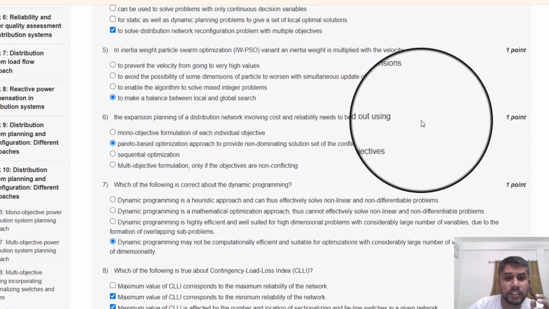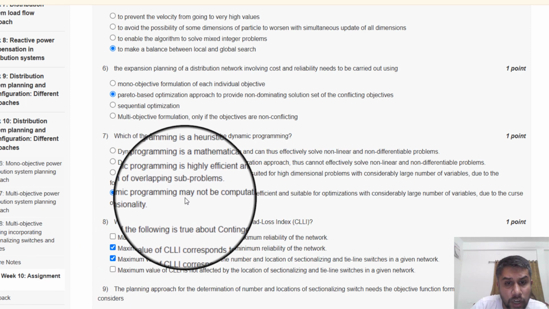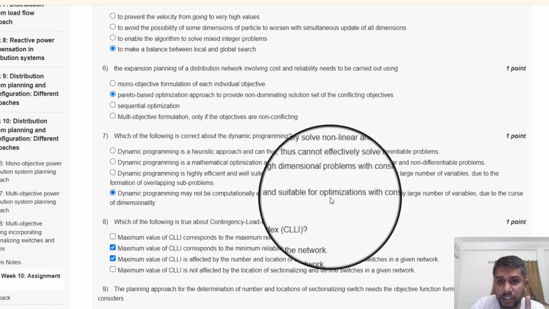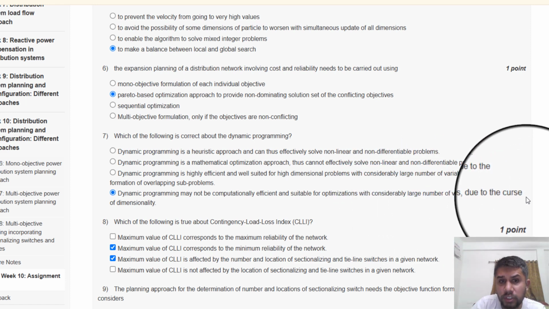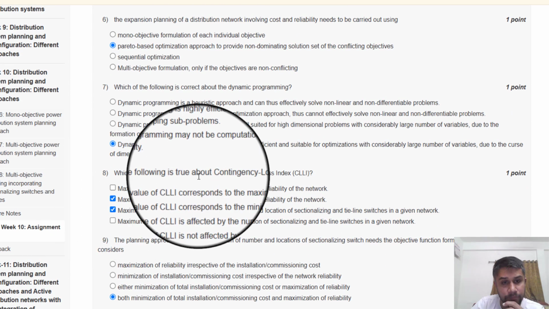Which of the following is correct about dynamic programming? Dynamic programming suffers from the curse of dimensionality in case of a very large number of objective dimensions or optimization functions. So dynamic programming may not be computationally efficient and suitable for optimizations with a considerably large number of variables due to the curse of dimensionality. So option D is correct.